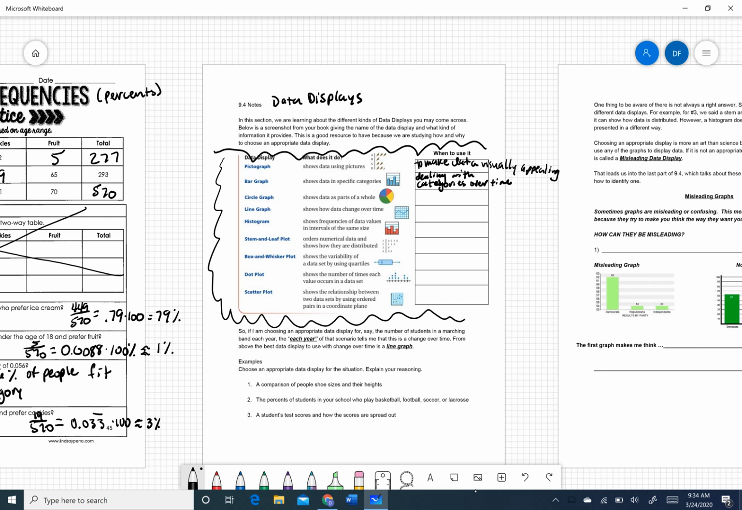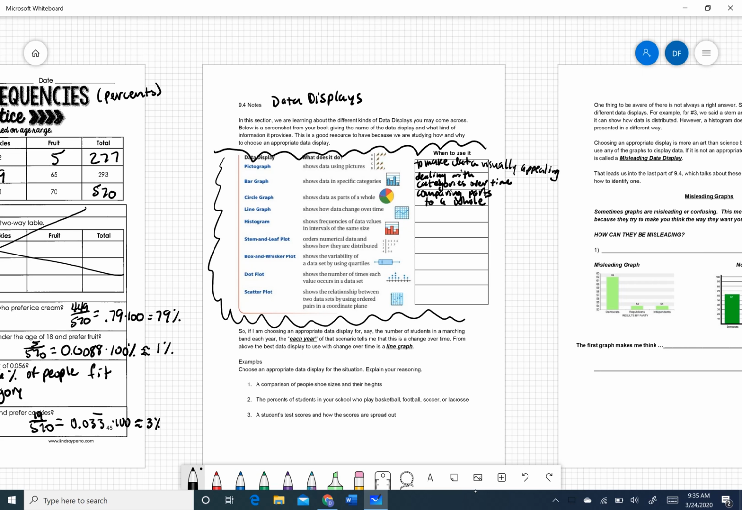With a circle graph, you're showing data as parts of a whole, right? So you're trying to compare parts of a whole. You see a lot of these circle graphs, these pie graphs, that show percentages and things like that. It's really easy to show that. You see a lot of that with a circle graph. So just go with that. Okay.